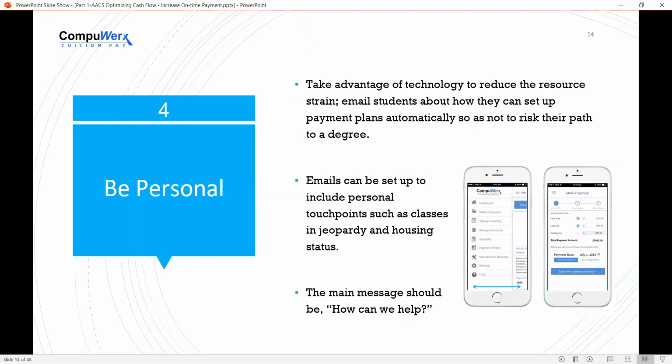Number 4, be personal. Take advantage of technology that will reduce a lot of resource strain. Email your students on how they can set up a payment plan automatically so that they will not risk their path to a degree. Emails could be set up with personal touch points, like your classes might be in jeopardy or your housing status. You've got to remember the message should be, how can we help you? We are on the same team. We want you to be successful.